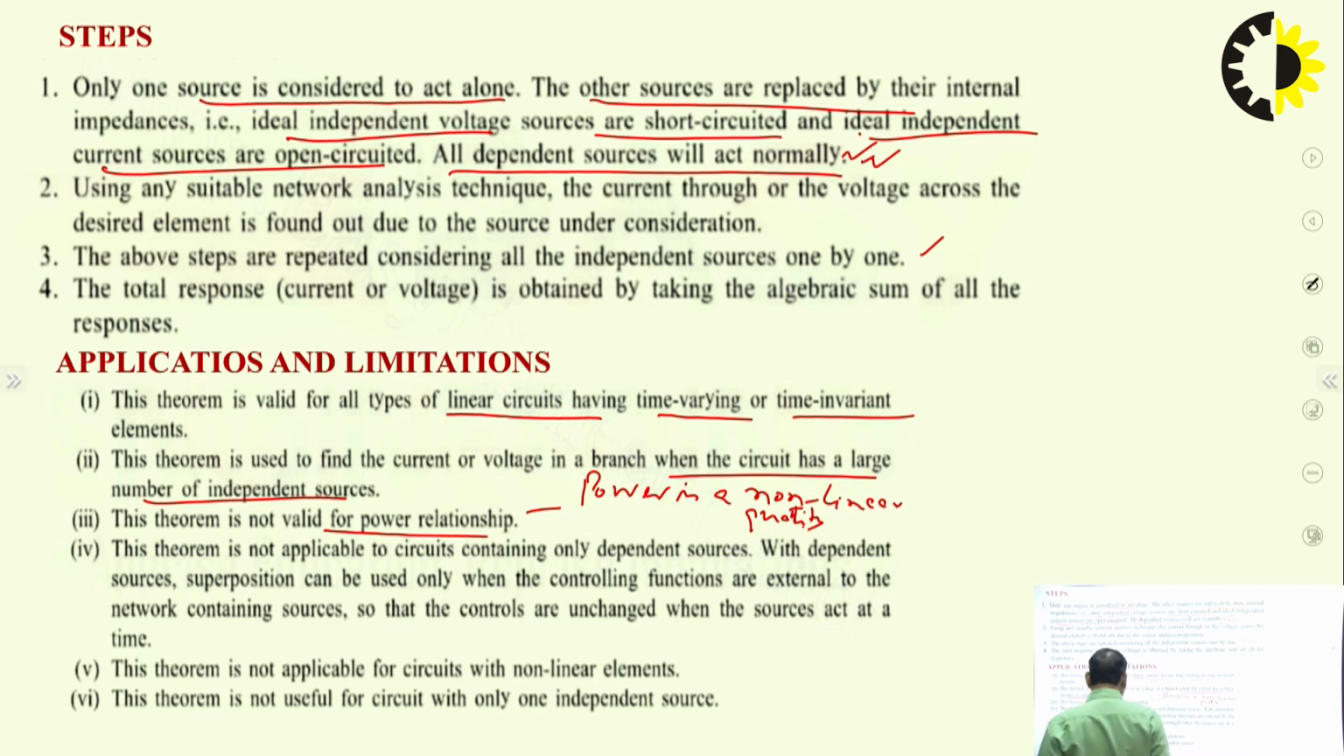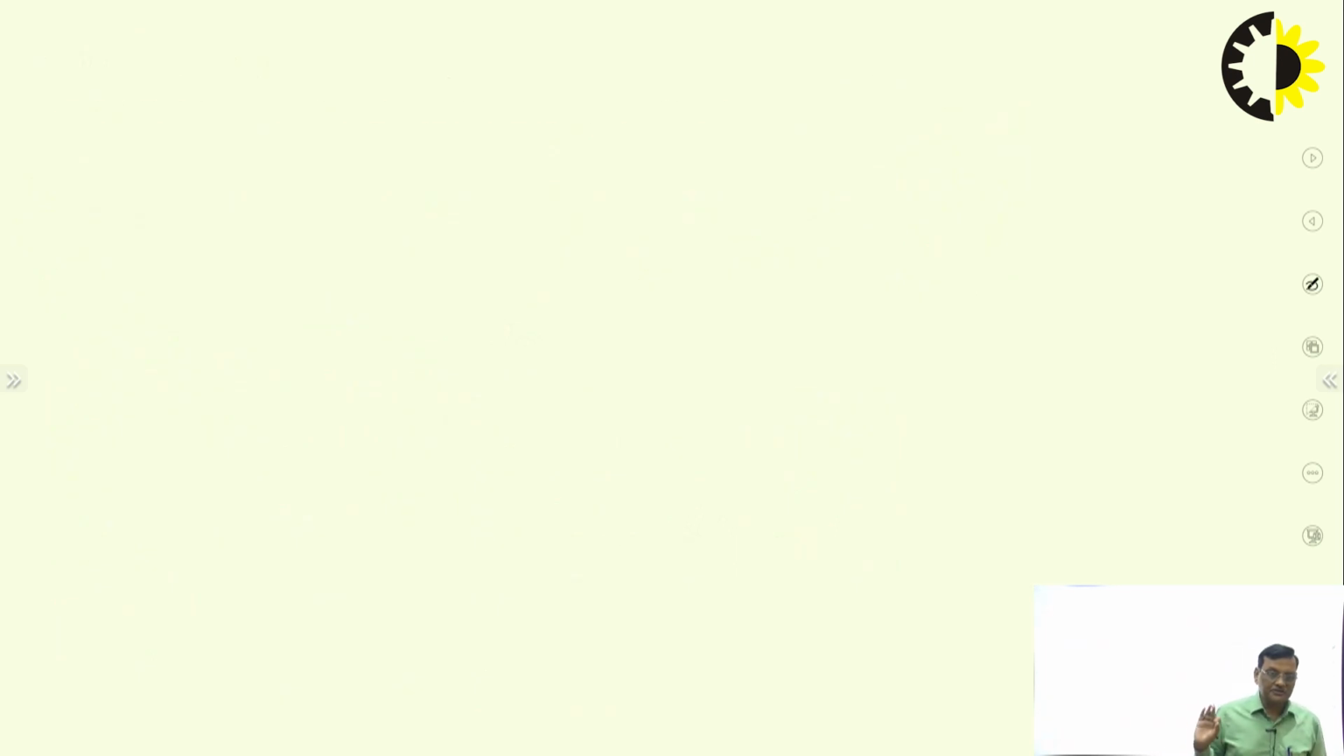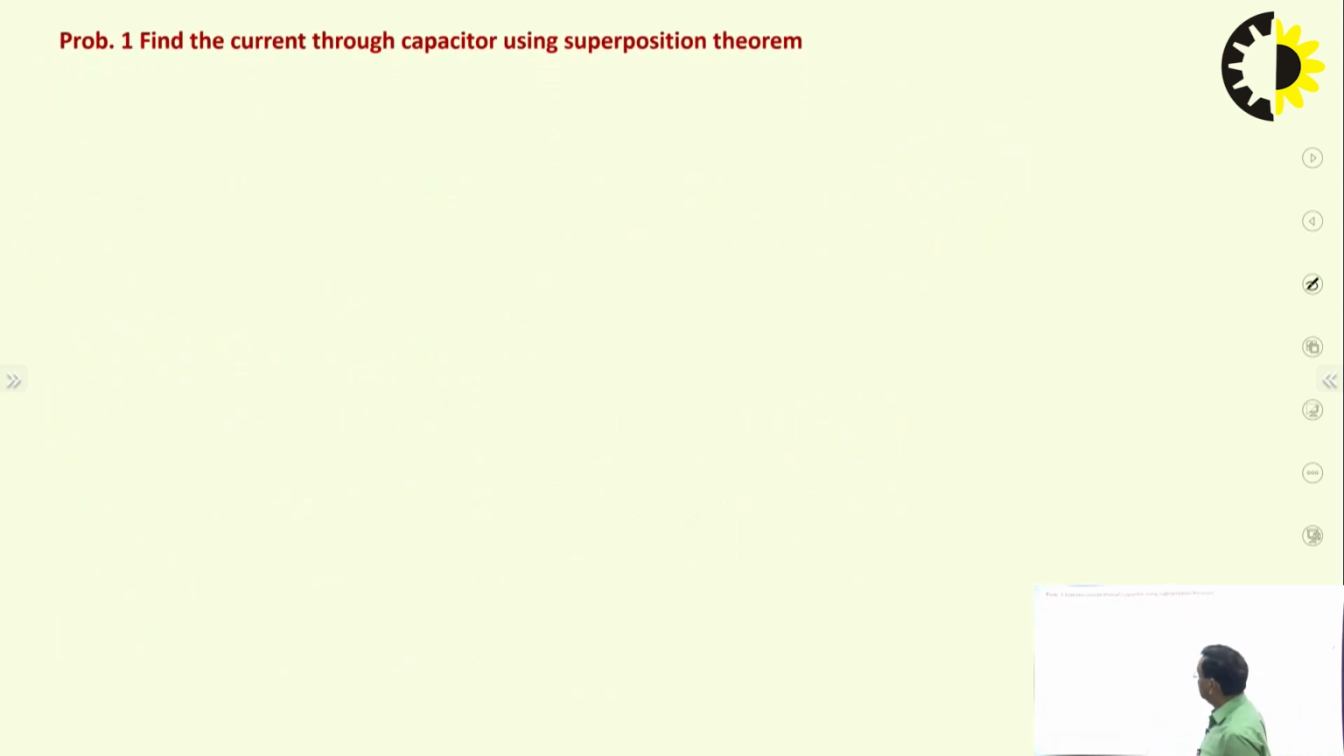This theorem is not applicable to circuits containing only dependent sources. These are some limitations. This theorem is not applicable to circuits with nonlinear elements. It is not useful for only one independent source. So these are the limitations of this theorem: it is not applicable to nonlinear circuits, and the circuit must have more than one independent energy source.